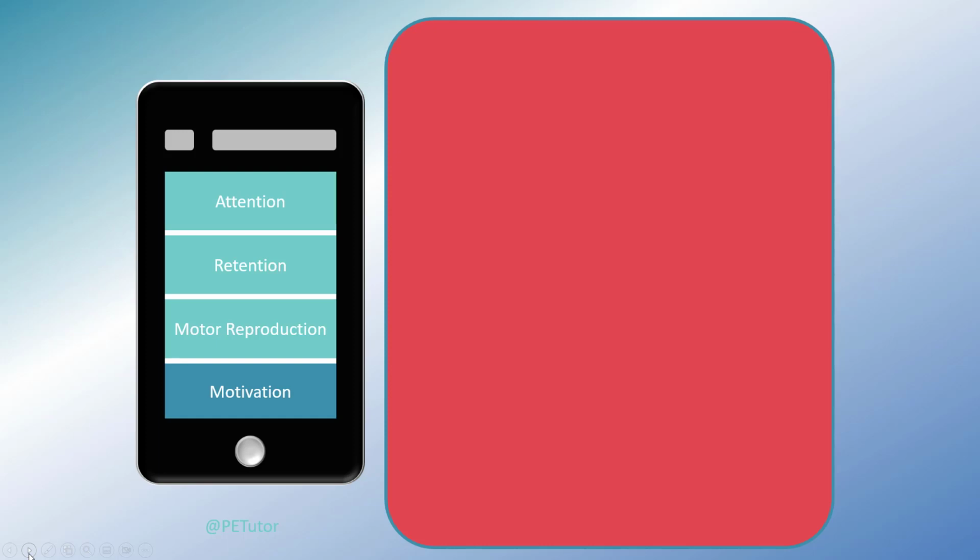Motivation then is the fourth stage in the observational learning theory, and this is about the desire to achieve a goal or to learn. So Bandura says about this part, the learner must be motivated, must want to learn how to do the skill, otherwise learning will not take place.